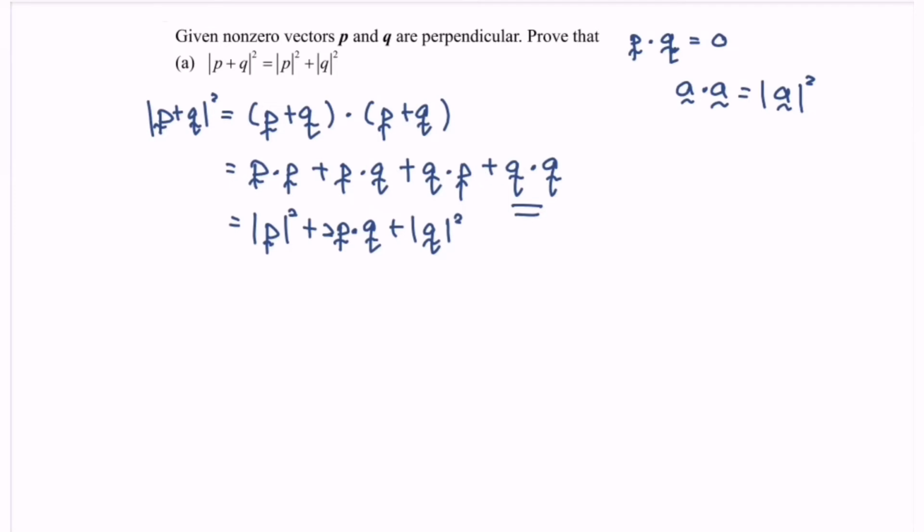So do remember, we already mentioned just now, where P dot Q is equal to 0. So meaning that we substitute the 0. So finally, we can say that the magnitude of P plus Q squared is equal to the magnitude of P squared plus the magnitude of Q squared. And we have already shown or proved the situation.